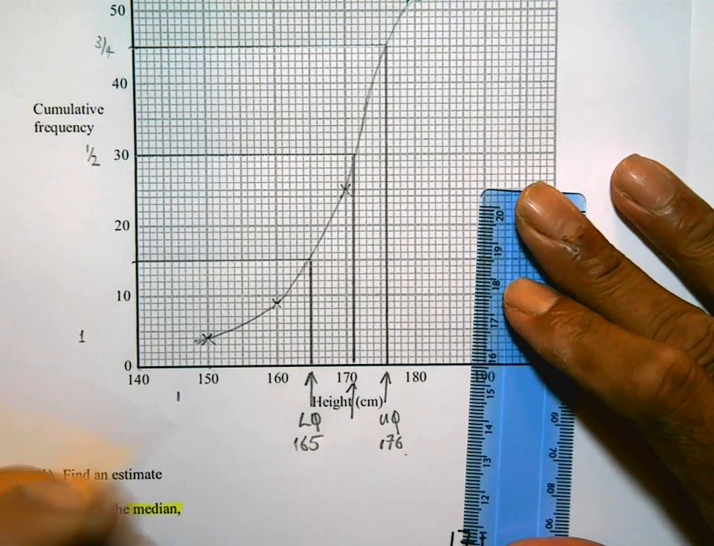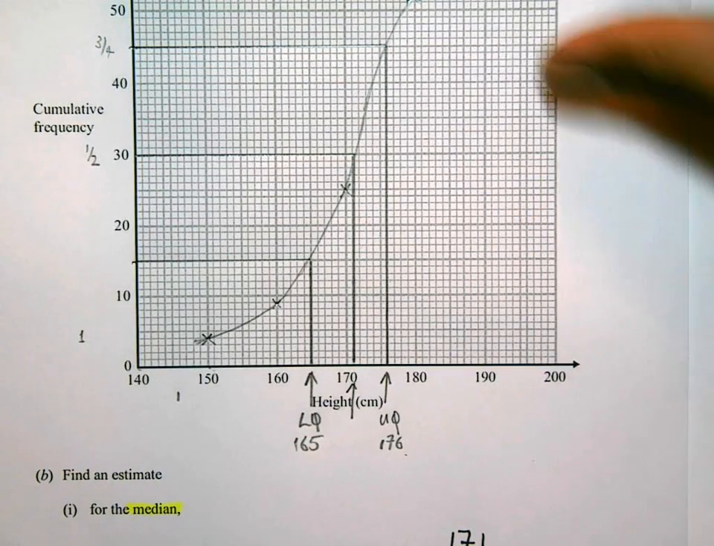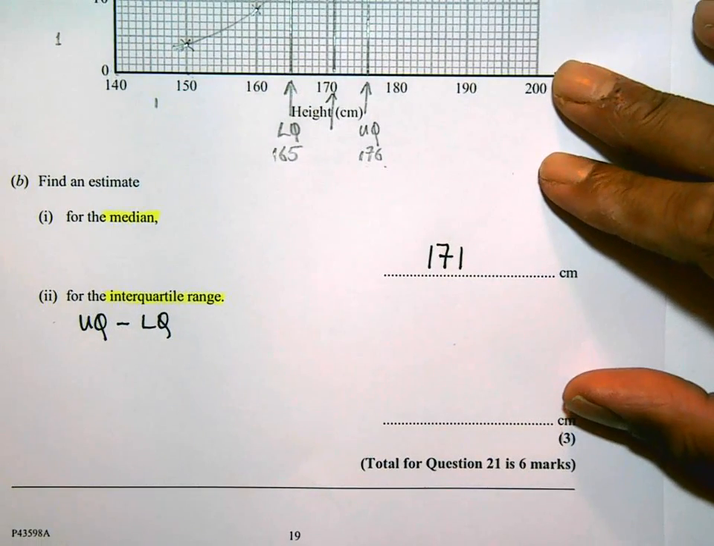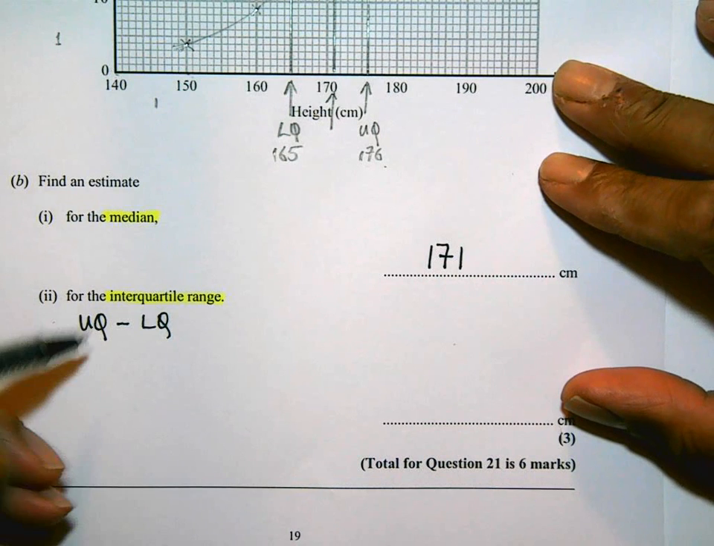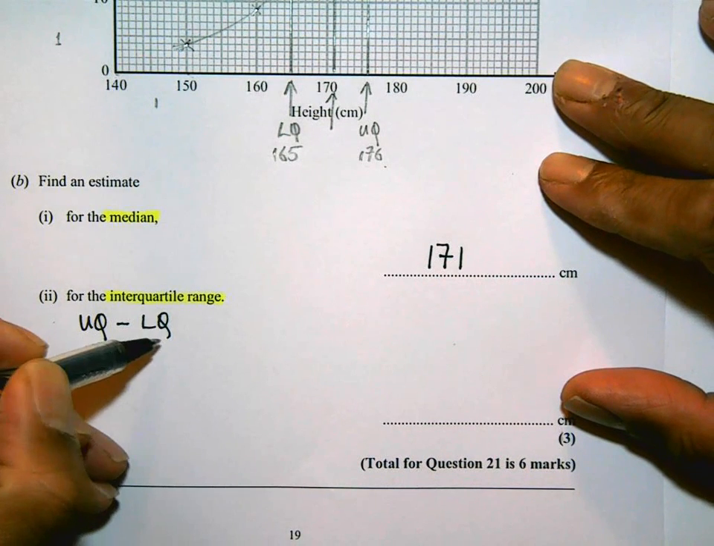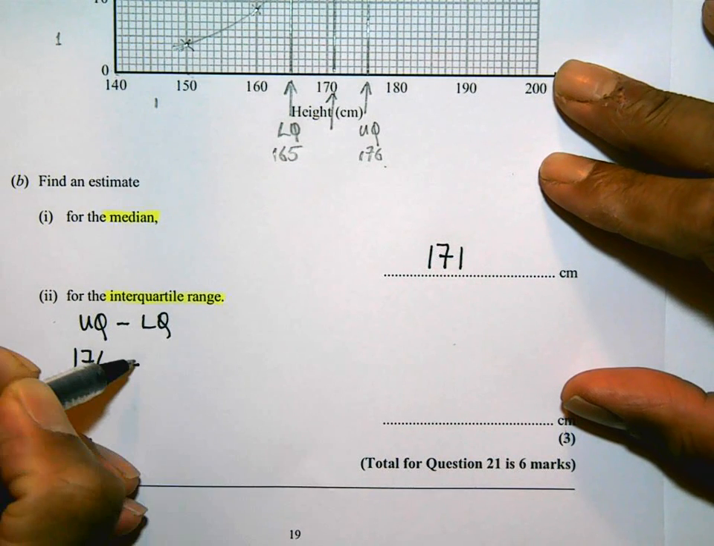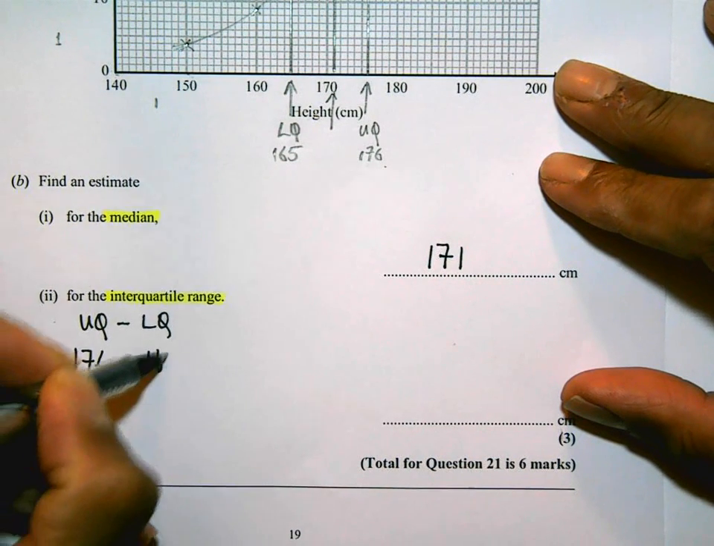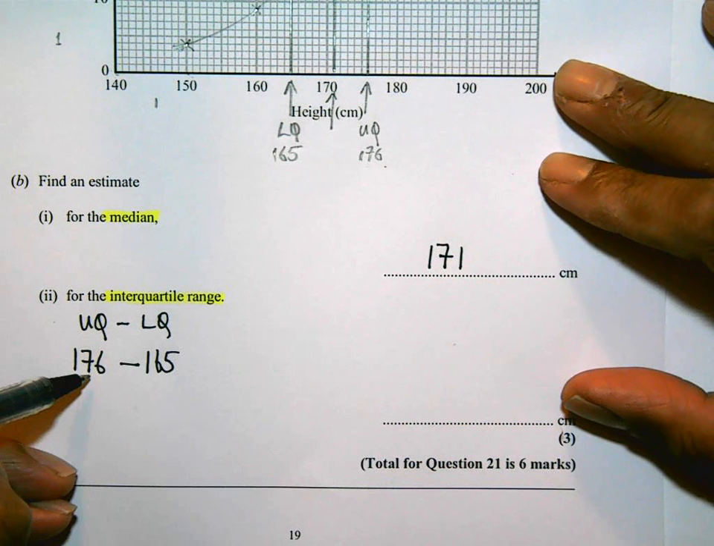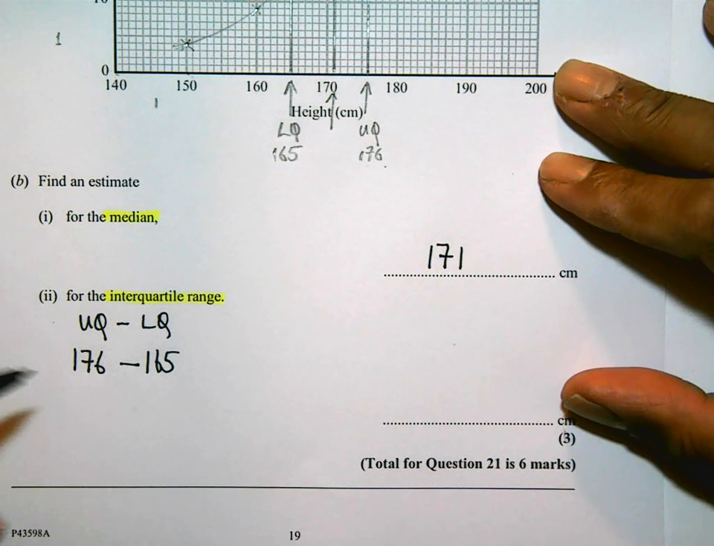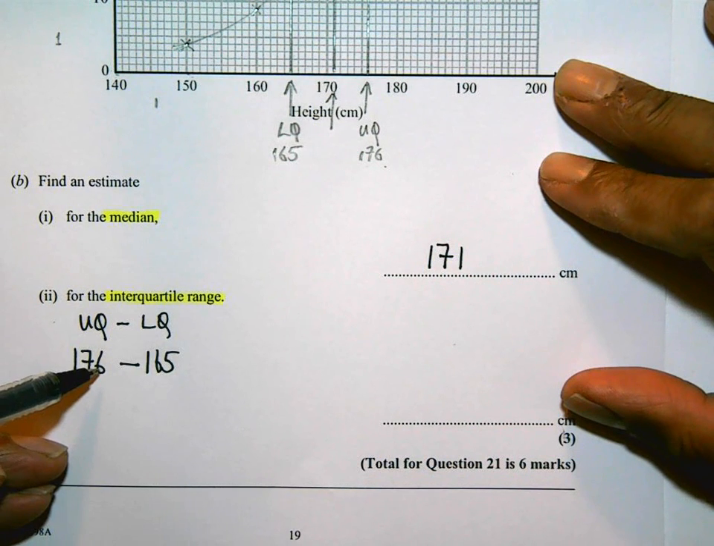At this stage, remember I wrote down interquartile range is the upper quartile take away the lower quartile. The upper quartile is 176. Take away the lower quartile, which is 165. 176 take away 165. It's going to be what? 5 add 6 is 11. So the interquartile range is 11.